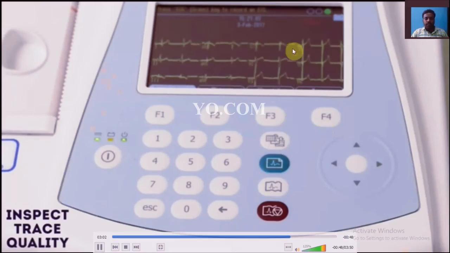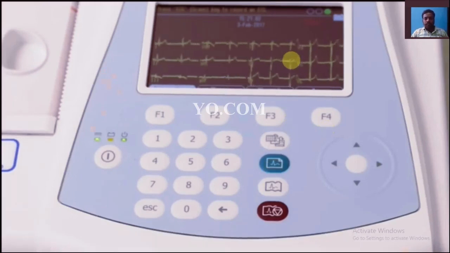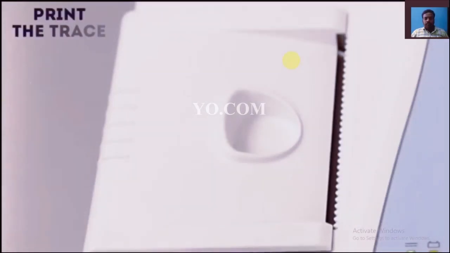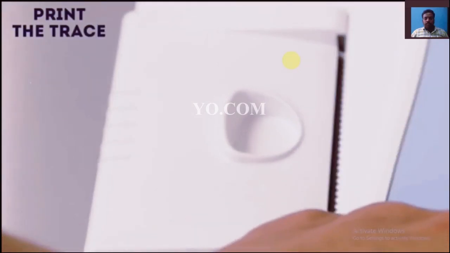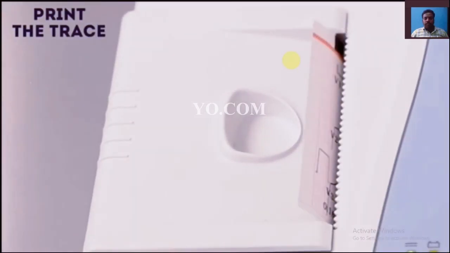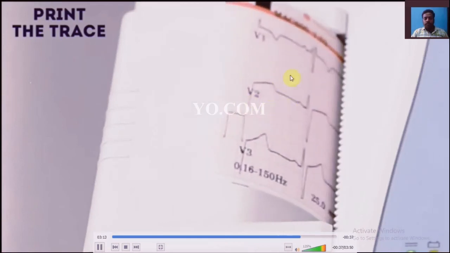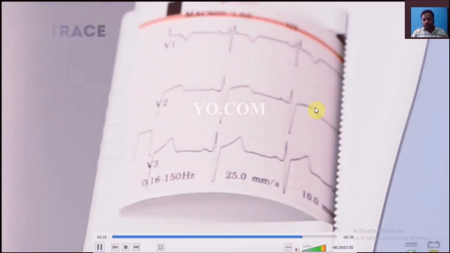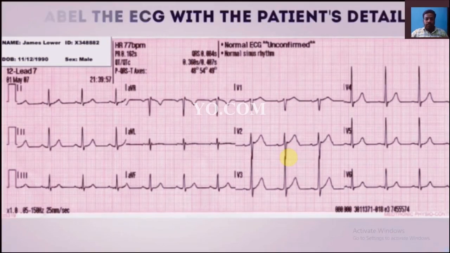Okay, this is a recorder. Here we are seeing the ECG waveform. Then this is an ECG printer, that is a pen motor. This is a pen motor. That pen motor is drawing and making the graph. This is an ECG graph.